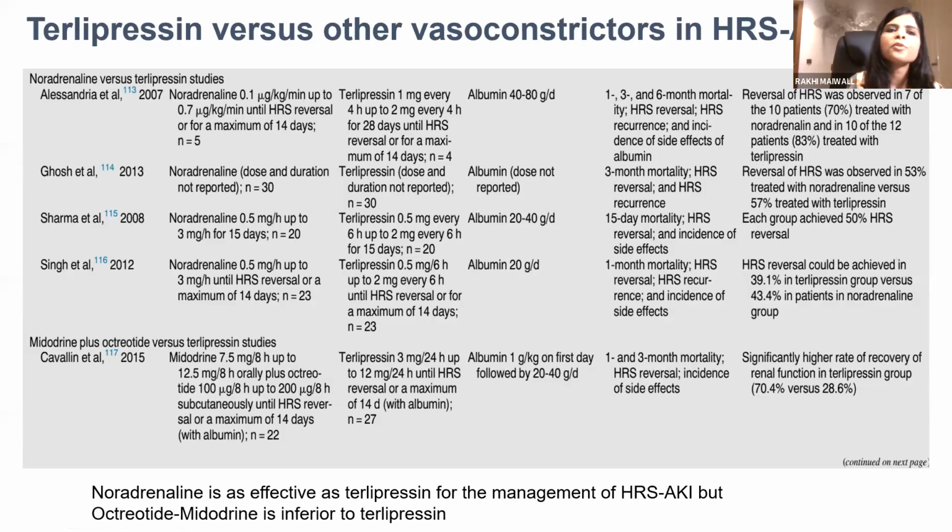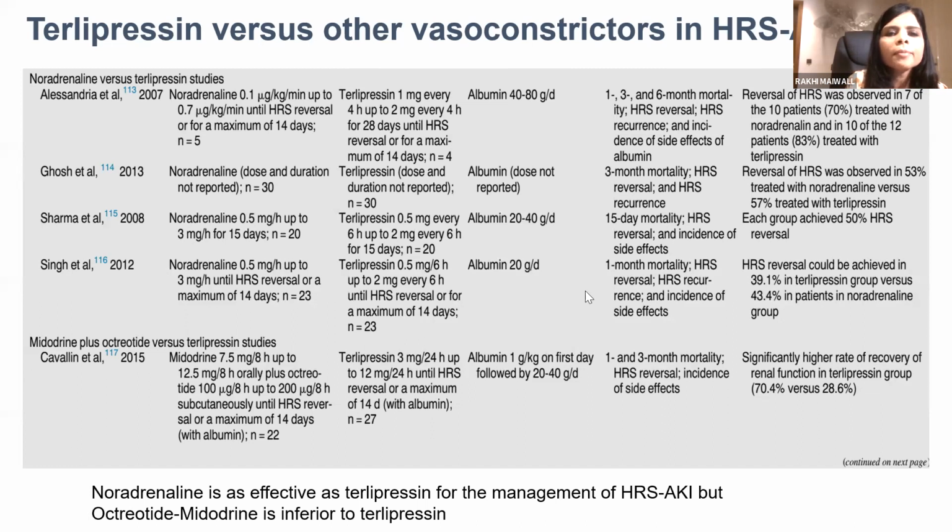Now, coming on to the vasoconstrictors. So after we've done appropriate volume management, we come on to the diagnosis of HRS, and that is where we start using our vasopressors. Now, what are the vasoconstrictors available? We have terlipressin, we have norepinephrine, and we have octreotide and midodrine.